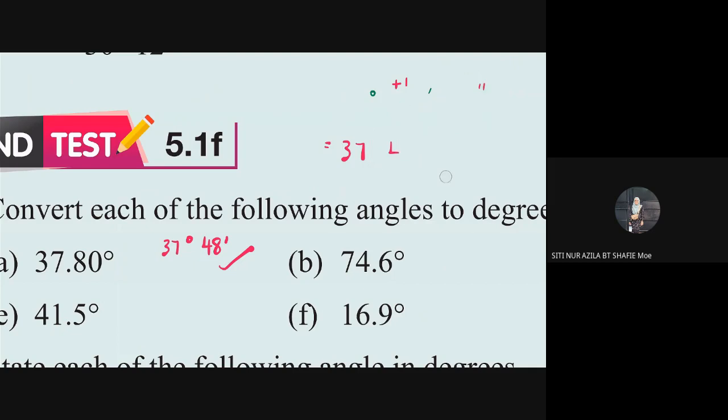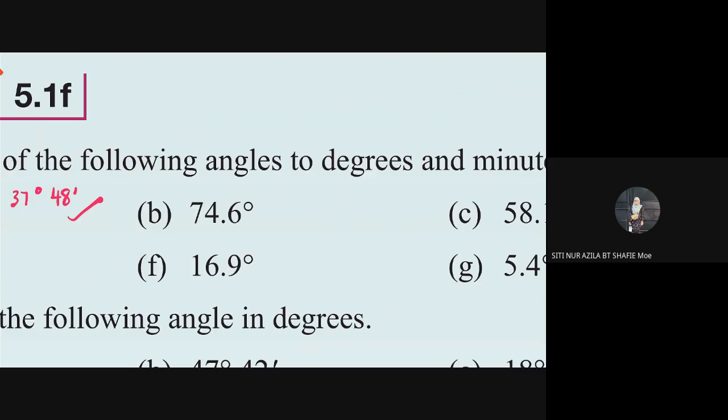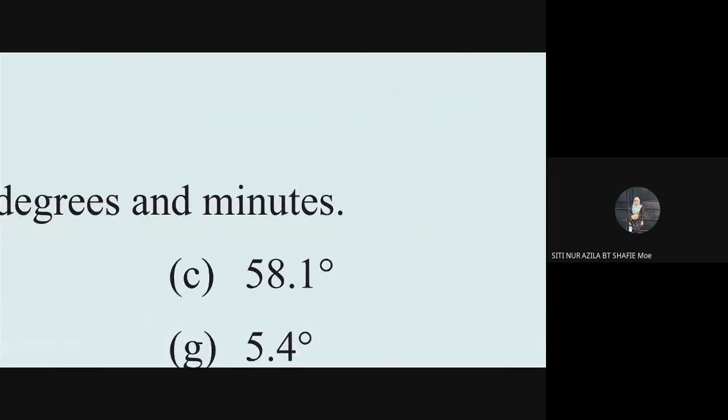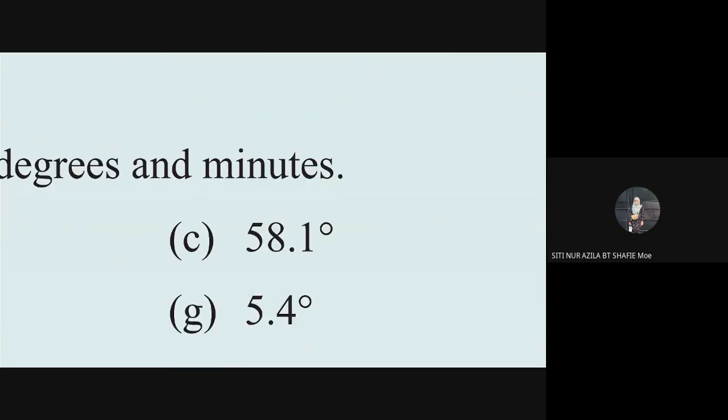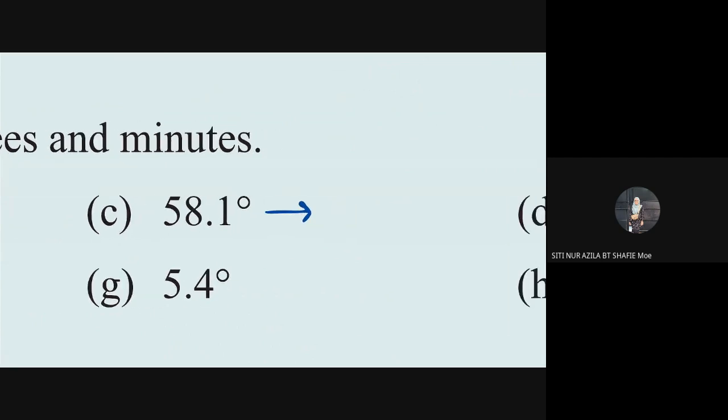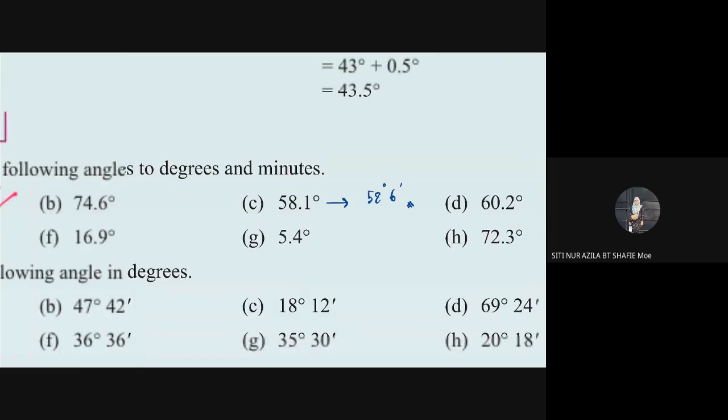Okay, let's try another question. Find for me question C. 58.1 degree. Convert this one to degrees and minutes. 58.1. 58 degree 6 minutes. Okay, I think you don't have any problem for this one.